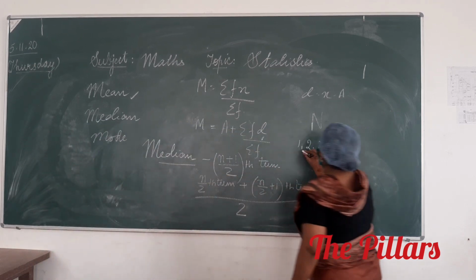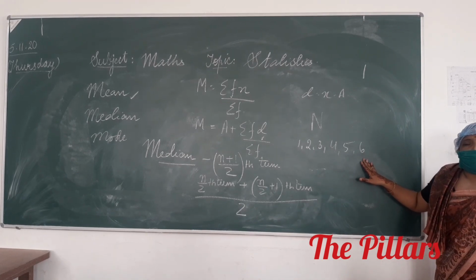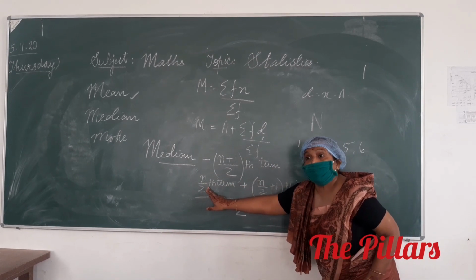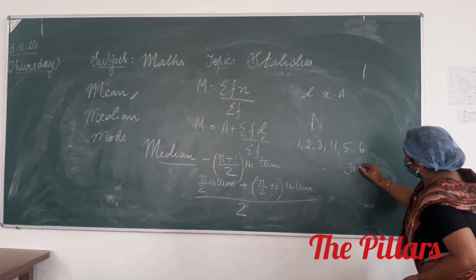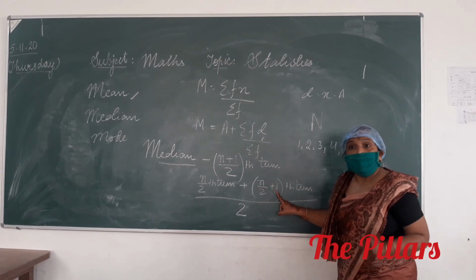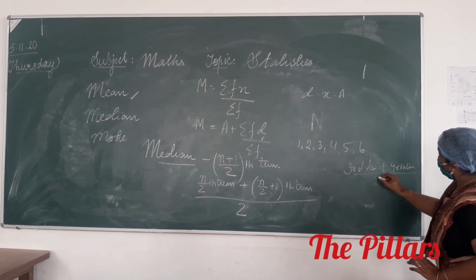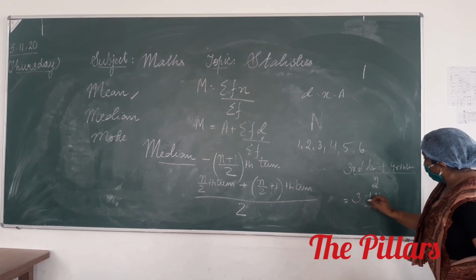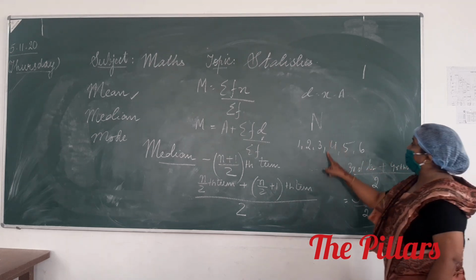Suppose I say 1, 2, 3, 4, 5 and 6. How many terms are there? 6. Odd or even? Even. So 6 by 2 means the third term, plus the 3 plus 1, fourth term, by 2. How much is the third term? 3. What is the fourth term? 4. So 3 plus 4 by 2, that means 7 by 2. What is the median? 3.5 in value.